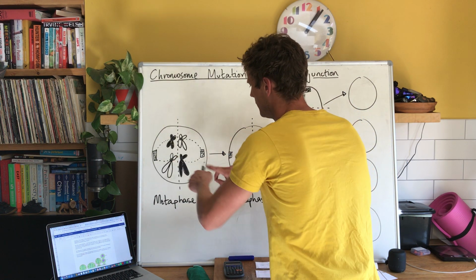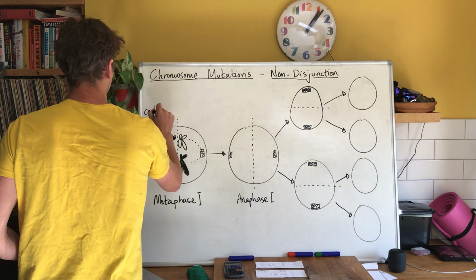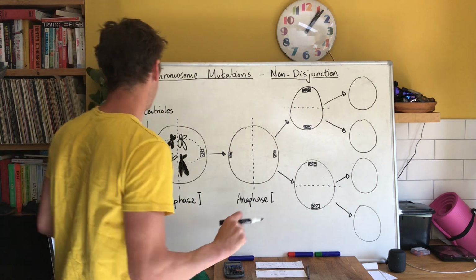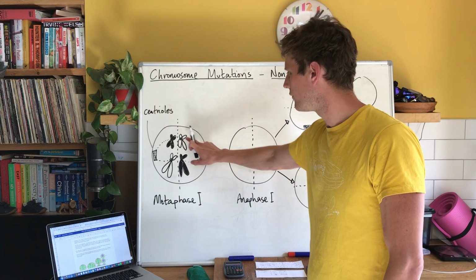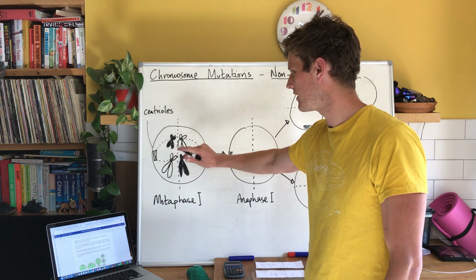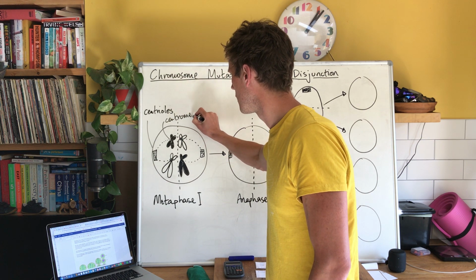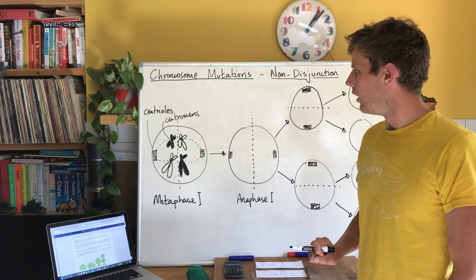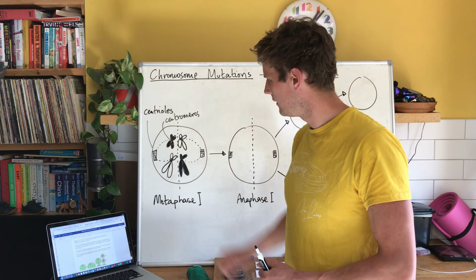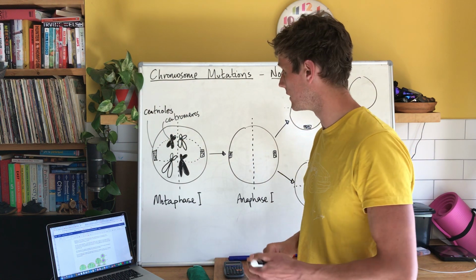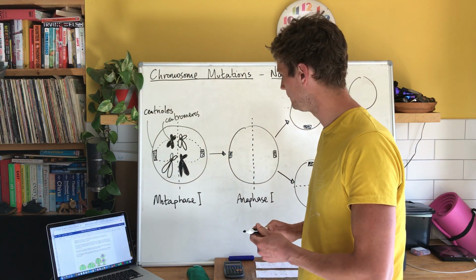At the poles of the cells, these are the centrioles, and at this stage the centrioles have spread and moved towards the poles. Spindle fibres have been left behind, and those spindle fibres attach to the centromeres of the chromosomes. Here we can see the chromosomes existing as pairs of sister chromatids joined by a centromere. Those sister chromatids are the product of DNA replication.